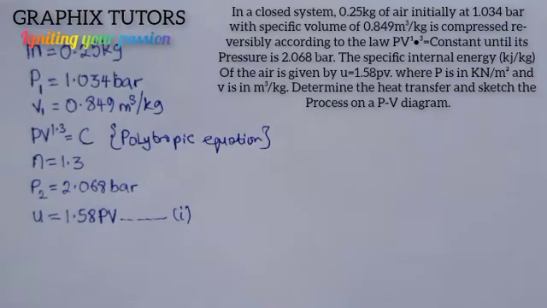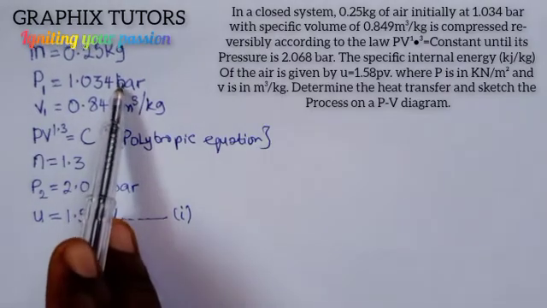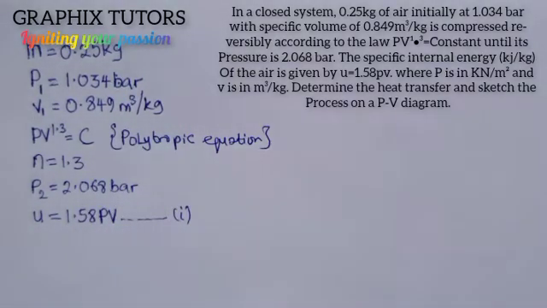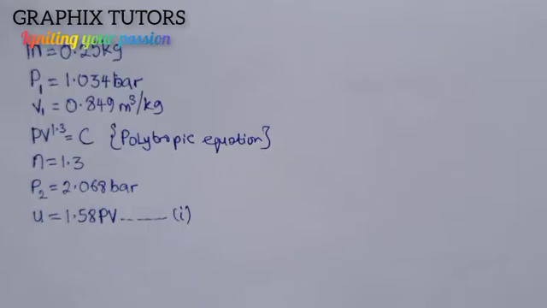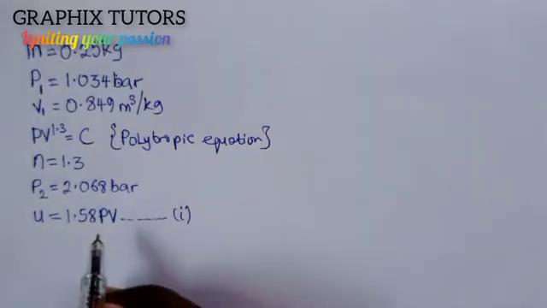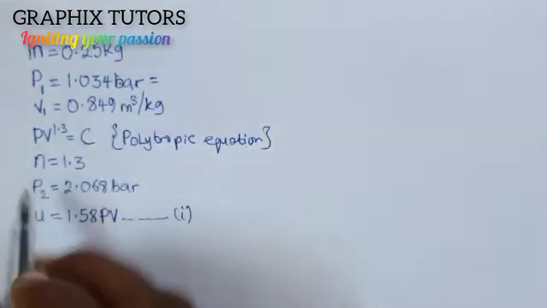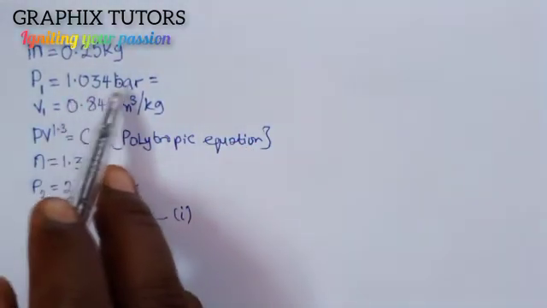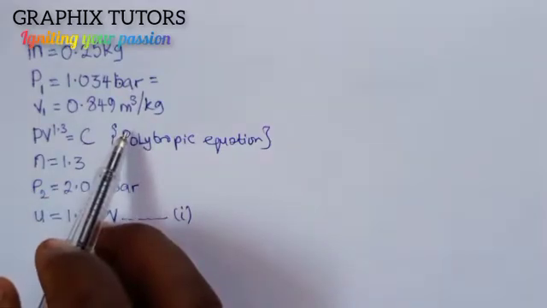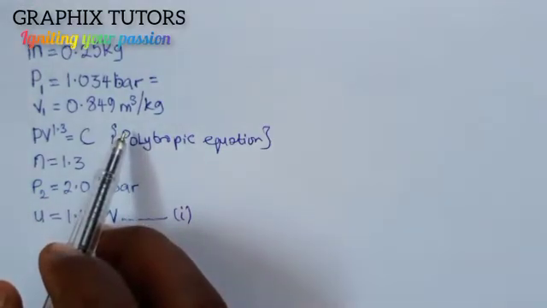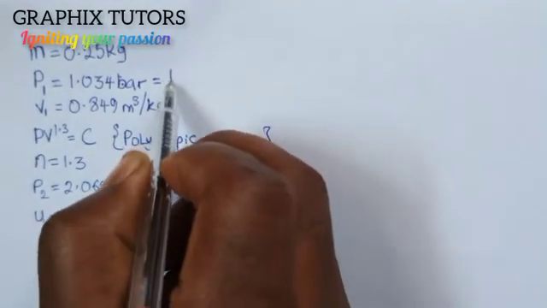So P is in kilonewton per meter square, and V is in meter cube per kilogram. If you look at that statement, it says P is in kilonewton per meter square. So we need to convert all this pressure in bar into kilonewton per meter square. And how are we going to do that? We know very well that 1 bar is equal to 10 to the power 5 Pascal.